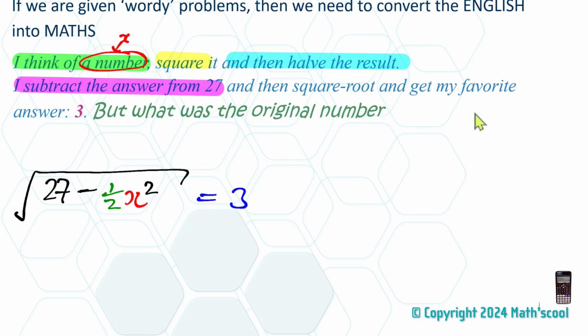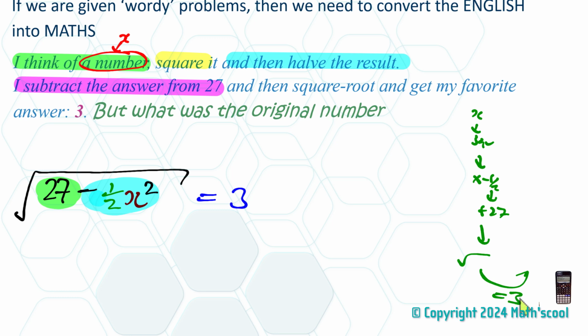Our flow diagram is going to be x squared times negative a half plus 27. I swapped these two terms around in my head. I put that one at the back and this one at the front. So it was minus a half x squared plus 27. Let's carry on with our flow diagram. Square root is equal to 3.